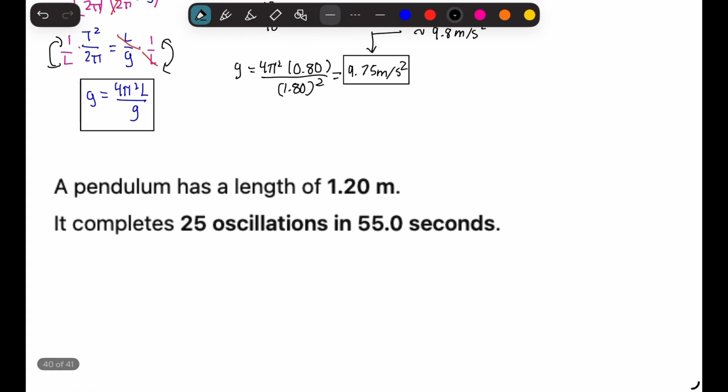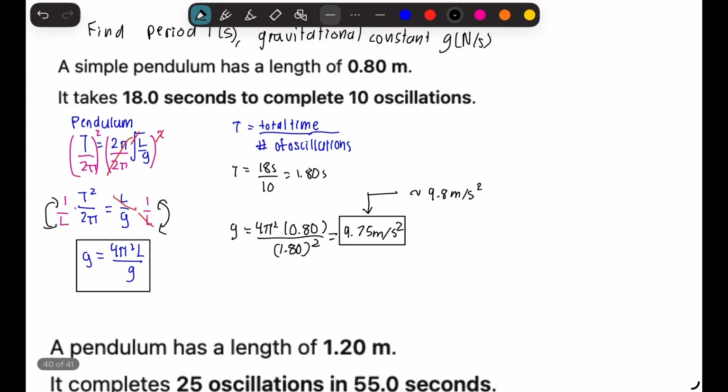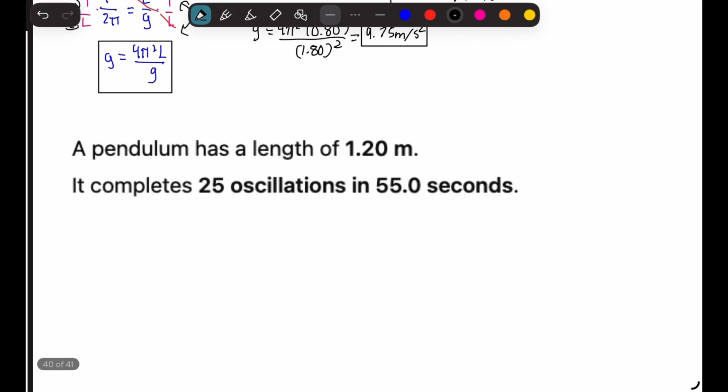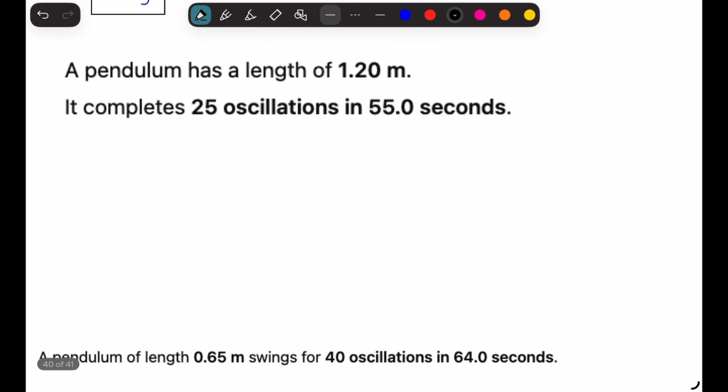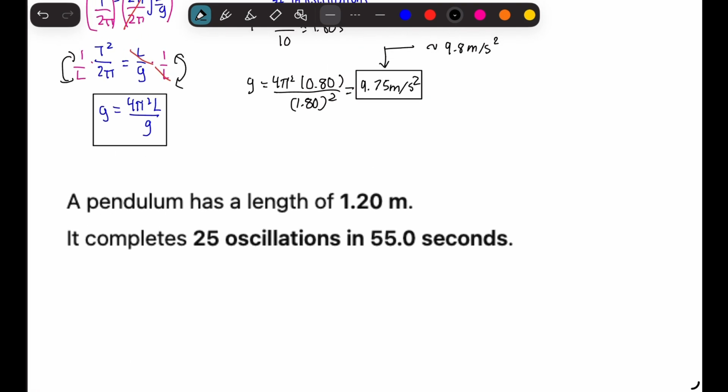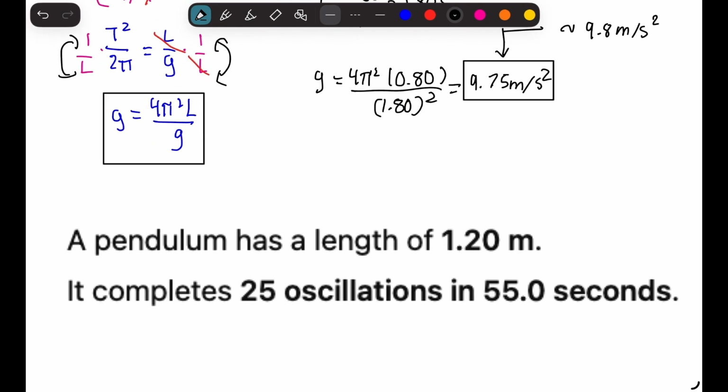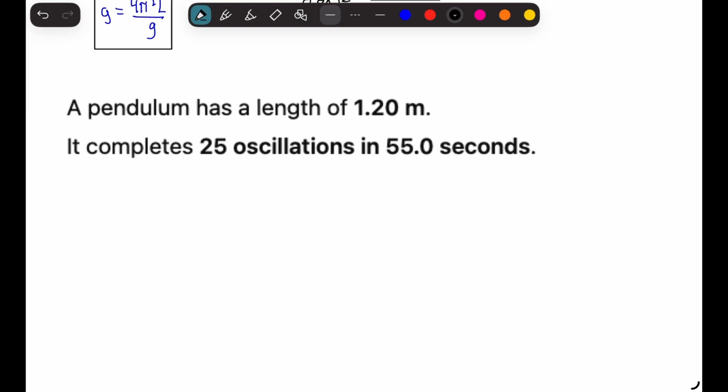Because it's on Earth, you have to consider these factors when you calculate G for a spring, and also a pendulum, but here we're talking about pendulums. So, okay, for this kind of question: a pendulum has a length of 1.20 meters. It completes 25 oscillations in 55 seconds. Okay, period. So T is 55.0 over 25. That's going to be 2.20 seconds.